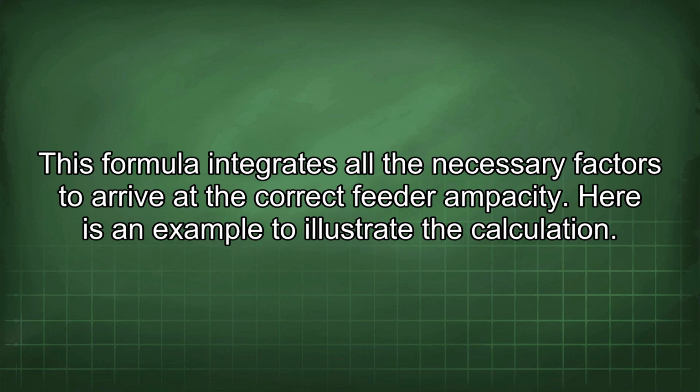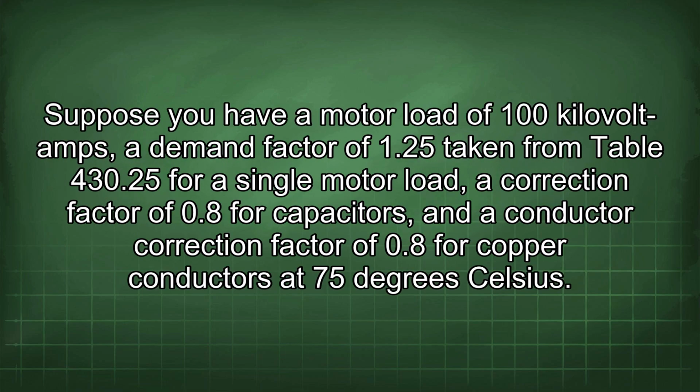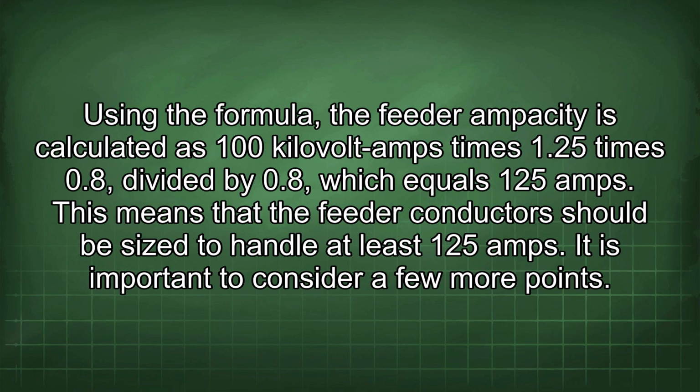Here is an example to illustrate the calculation. Suppose you have a motor load of 100 kVA, a demand factor of 1.25 taken from Table 430.25 for a single motor load, a correction factor of 0.8 for capacitors, and a conductor correction factor of 0.8 for copper conductors at 75 degrees Celsius. Using the formula, the feeder ampacity is calculated as 100 kVA times 1.25 times 0.8 divided by 0.8, which equals 125 amps. This means that the feeder conductors should be sized to handle at least 125 amps.